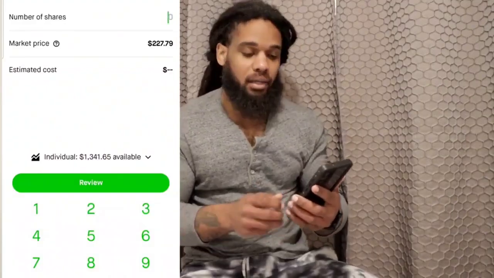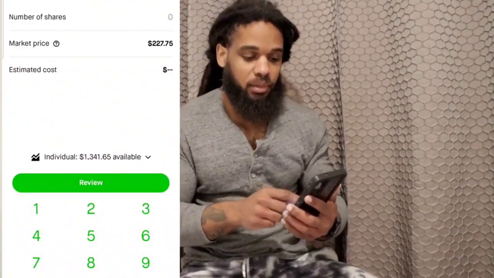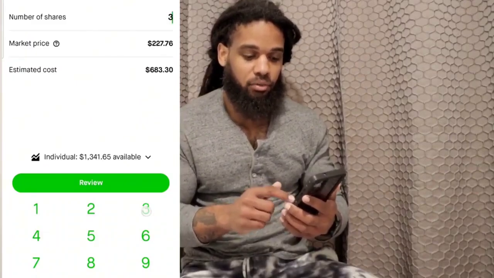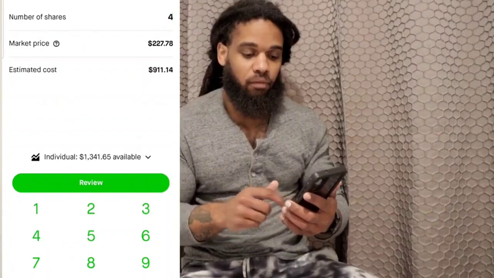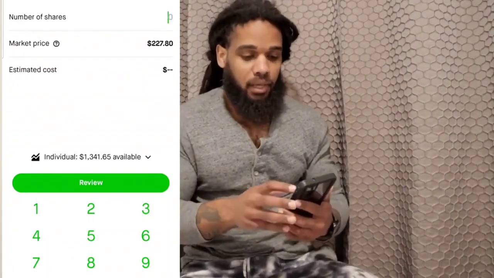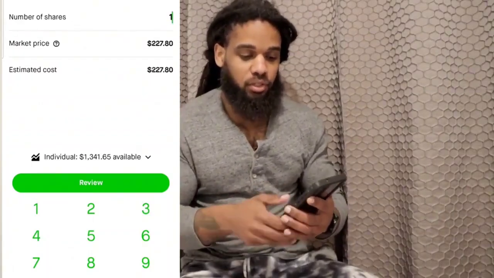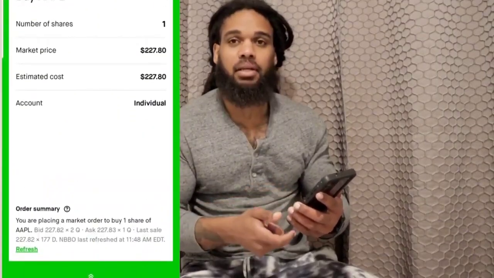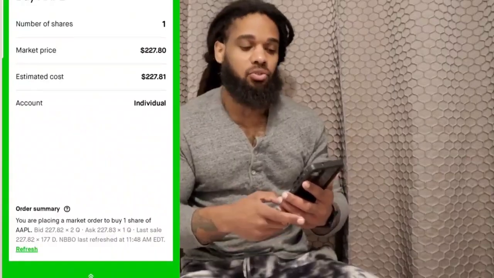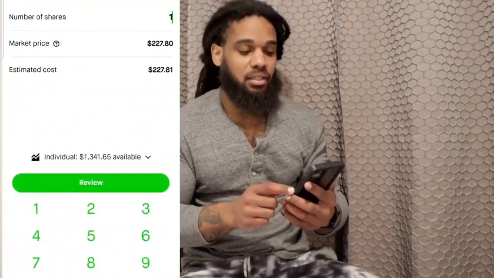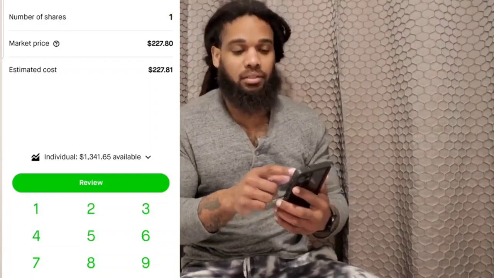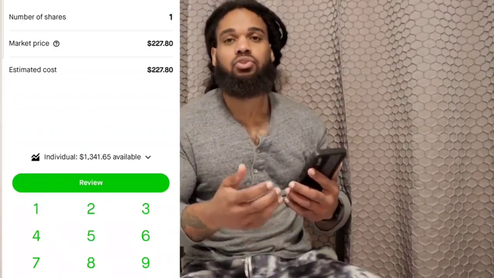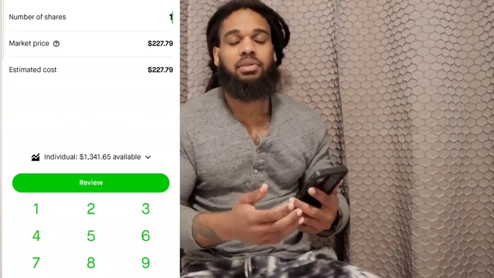So after you press buy, you're going to see how many shares you want to get. 1 share, 2 shares, or 3 shares, or 4 or 5, and so on. And once you put in the amount of shares that you want, you just press the review button and then you swipe up to submit it, and it's going to automatically get you the stock, because this is a market price. Now I'm going to show you guys another way where you could set the price at which you want to get the specific stock.